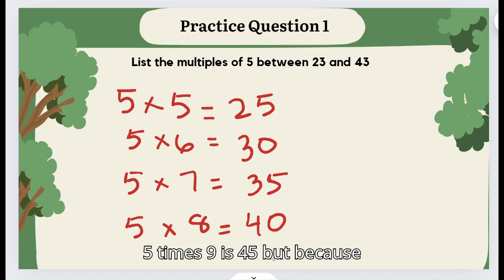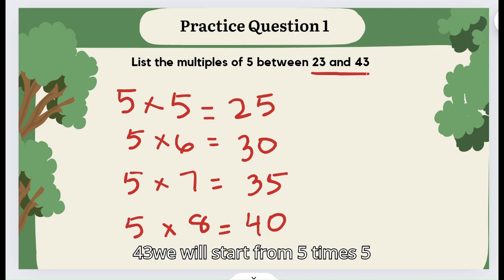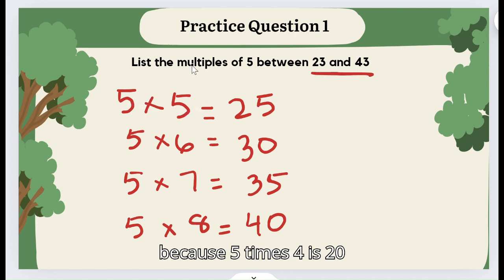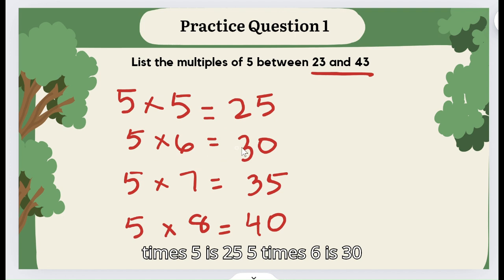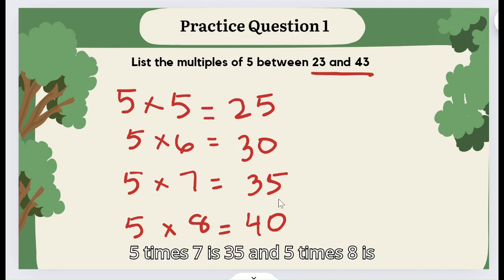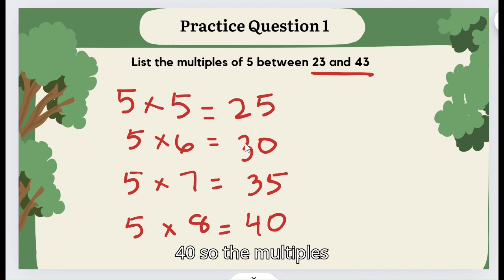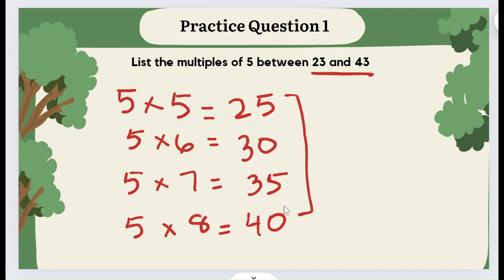5 times 9 is 45, but because our limit is between 23 and 43, we will start from 5 times 5, because 5 times 4 is 20, and that is less than 23. So that means 5 times 5 is 25, 5 times 6 is 30, 5 times 7 is 35, and 5 times 8 is 40. So the multiples between 23 and 43 are 25, 30, 35, and 40.